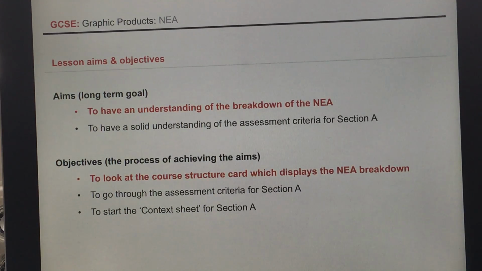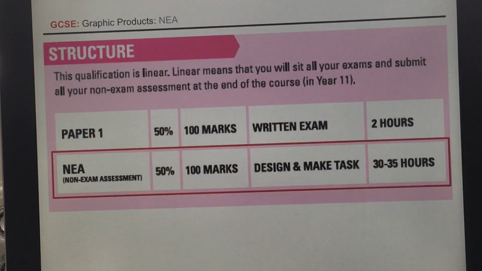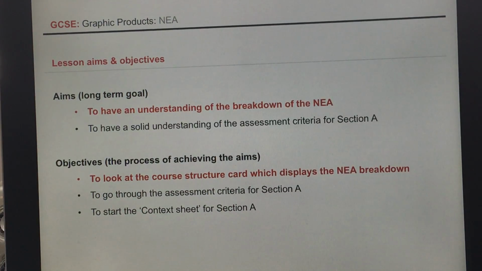So first lesson aim, we're going to break down the NEA. We're going to look very quickly at the course structure. So remember, you've got 2 assessed parts starting now and then moving into year 11. One of those is the NEA. It's worth 50% of your coursework. It's a design and make task. We're going to try and do as much as we can on the research part in year 10. Then we can skip that bit.